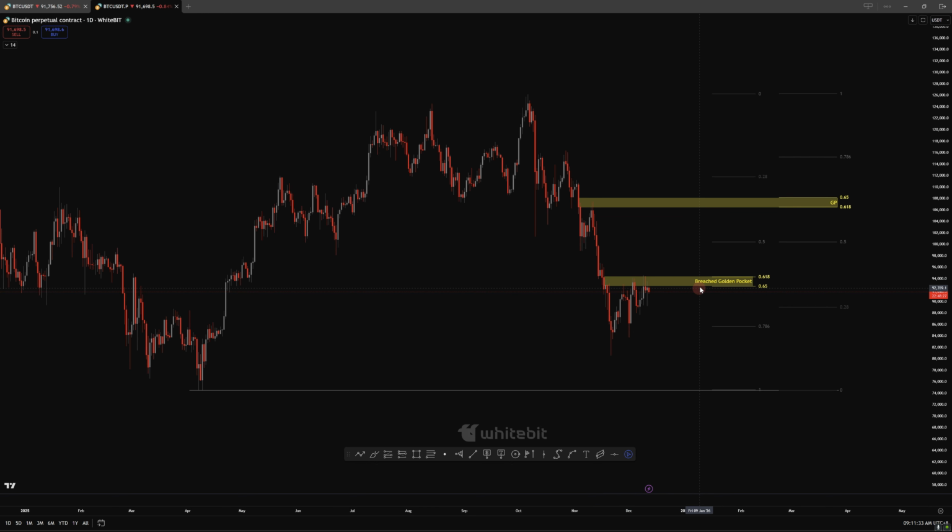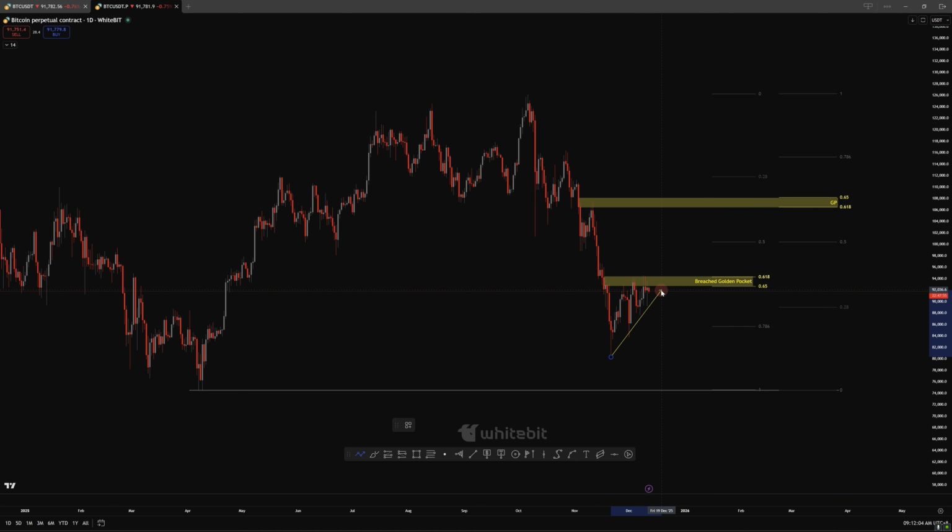Now, the issue with a breached golden pocket is that it turns into a resistance. I'm sure some of you know what support and resistance is. If not, I have a guide on my TradingView profile, which I will link below, defining what support and resistance is. What happens is price reverses off the resistance and continues bearish. If it breaks above, the resistance turns into support, and when price hits the support, it reverses into a bullish trend.